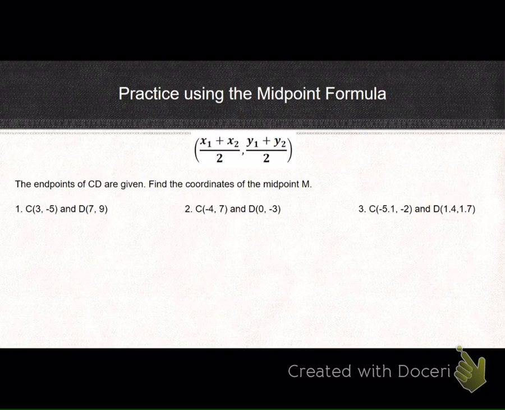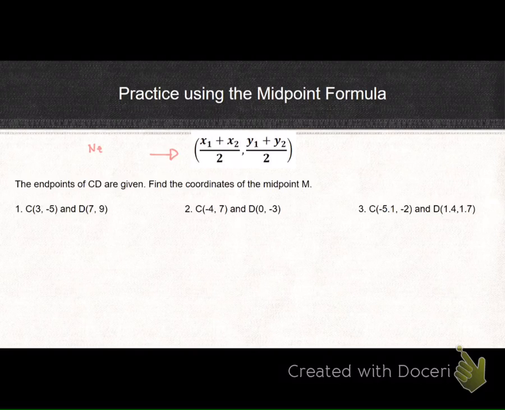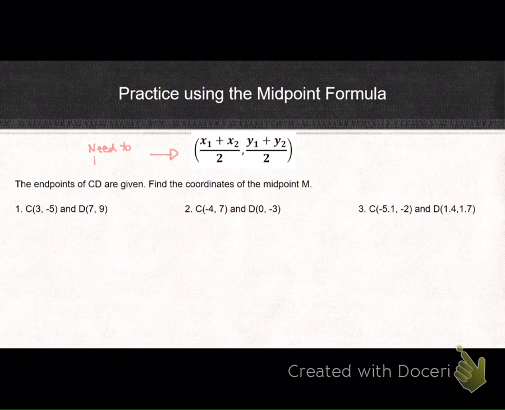All right, so the endpoints of CD are given. Find the coordinates of the midpoint M. It gives you the formula up here. This is something you need to know. Remember I told you needed to know the Pythagorean theorem and you needed to know the distance formula? You also need to know the midpoint formula.